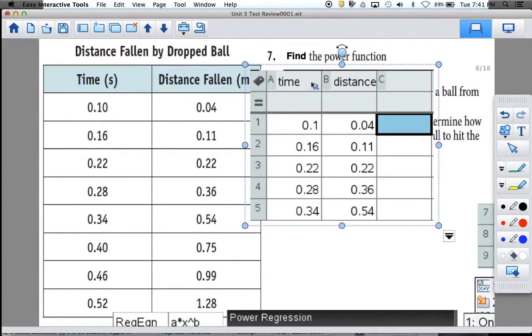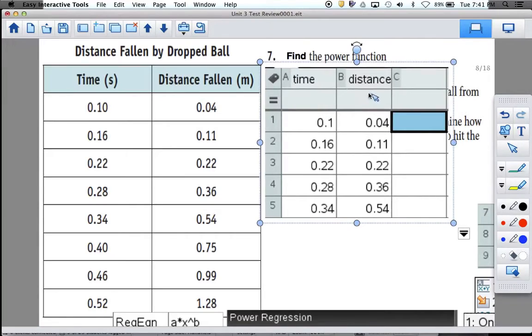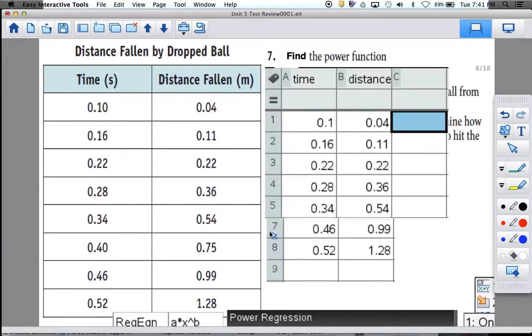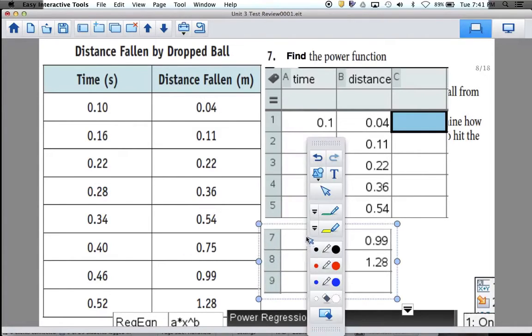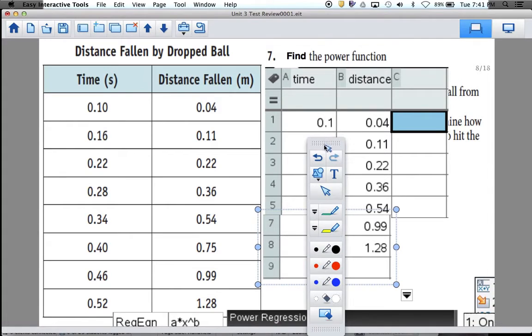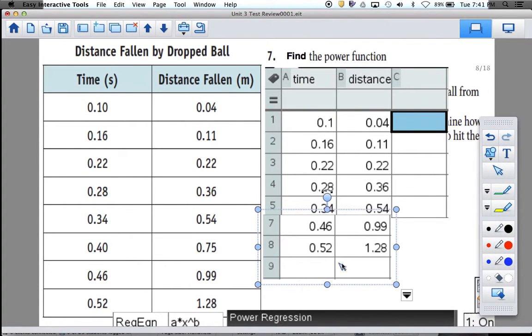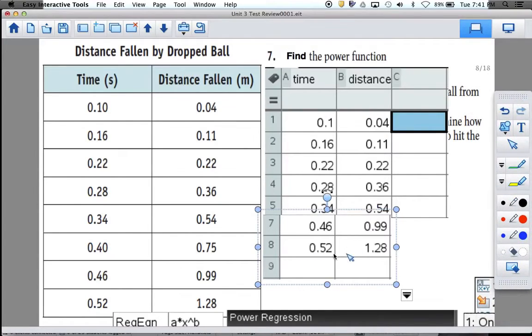Make sure you label your column headings. Do not put anything in here because it messes everything up. And when you are done, make sure your columns have the same number of cells that have information in them. For instance, if you had -2 or something in this column, but this one was left blank, any type of regression you tried to get would come out as an error message because the columns aren't equal.